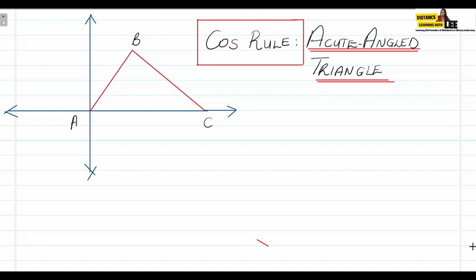In this video tutorial, I'm going to be taking you through the proof of the cos rule, given an acute angle triangle. I've already explained in the previous video tutorial what an acute angle triangle is, and that is basically a triangle where all the interior angles are less than 90 degrees.